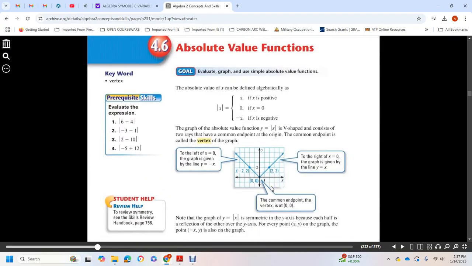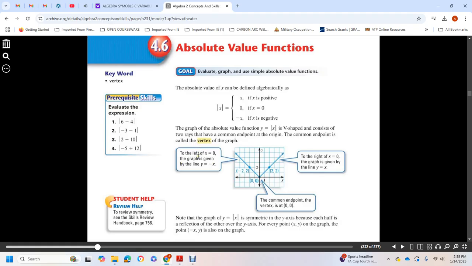4.6 Absolute value functions. Evaluate, graph, and use simple absolute value functions. The absolute value can be identified algebraically: the absolute value of x is x if x is positive, 0 if x is 0, and negative x if x is negative. The graph of y equals the absolute value of x is V-shaped and consists of two rays that have a common endpoint at the origin. The common endpoint is called the vertex of the graph.